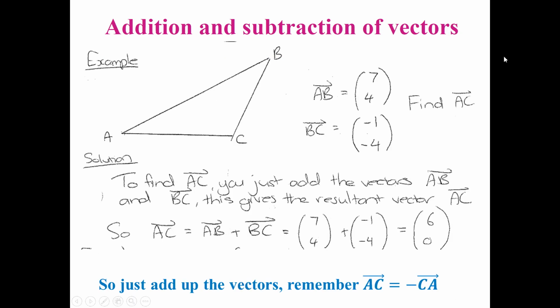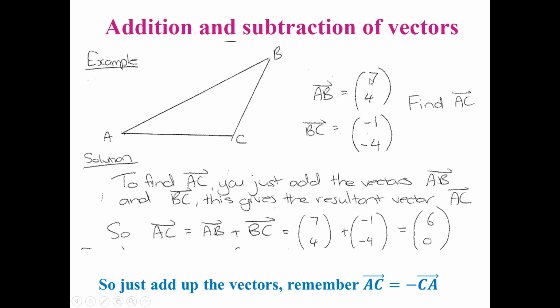Addition and subtraction of vectors. We've got an example of a triangle ABC. So point A is here, point B is here, point C is there. You're told that vector AB, remember this is another way of representing vectors where you have two capital letters, meaning point A to point B. So BA would be the vector going this way, but it says AB, so vector AB is going this way.